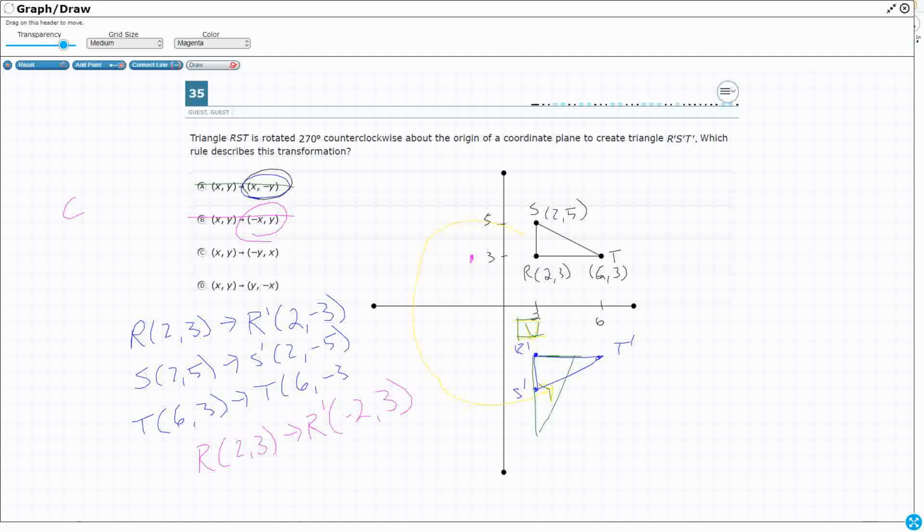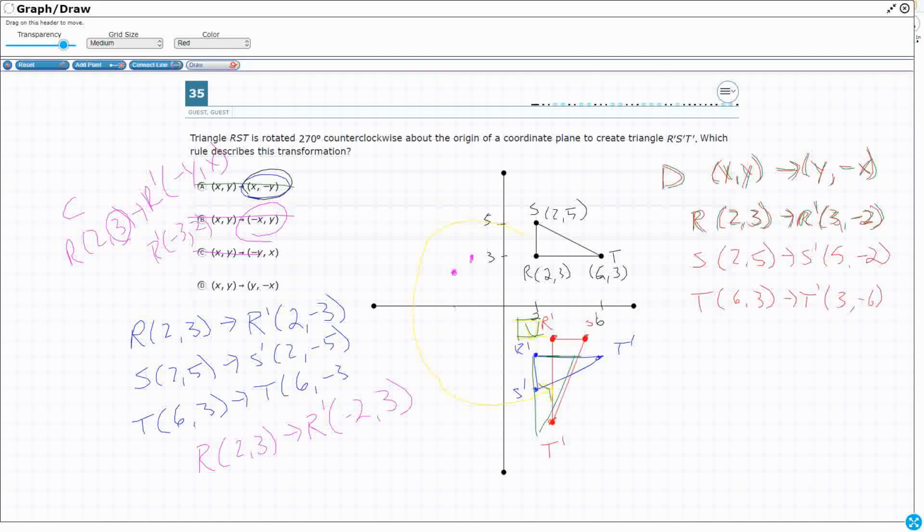Let's check C. So that's (x, y), right? Let's take my R prime from (2, 3). It says it's going to be (negative y, x). So that means I need to take my 3 and make it negative. That becomes my x. That's negative 3. And then my x stays the same. So (negative 3, 2). That's a 90-degree rotation. Wrong quadrant. So let's see what D is going to get us.